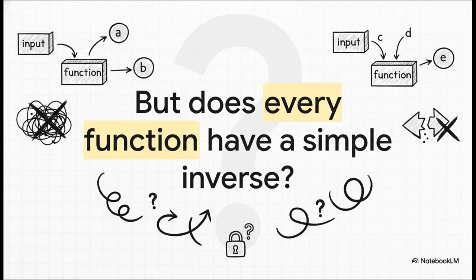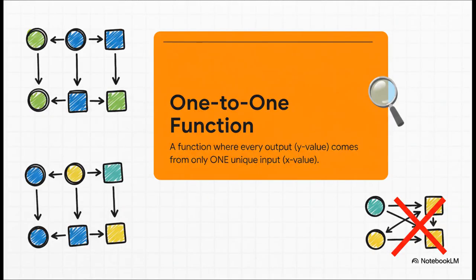To see why, we need to dig into a special property that only some functions have. And that special property is called being one-to-one. Now, what does that mean? It means that for every single output, every y value, there is only one unique input, one x value that could have made it. You can't have two different inputs that lead you to the same exact output. Each output has one and only one origin.